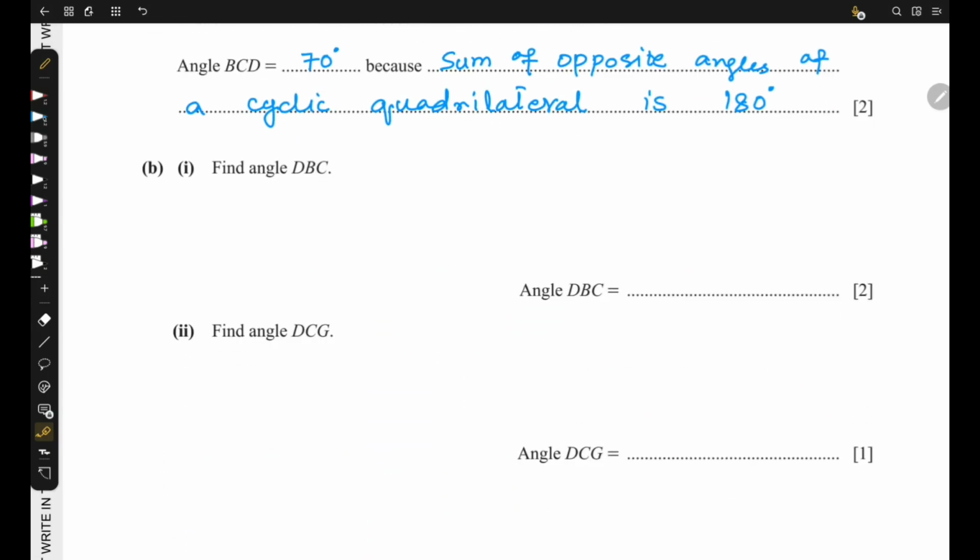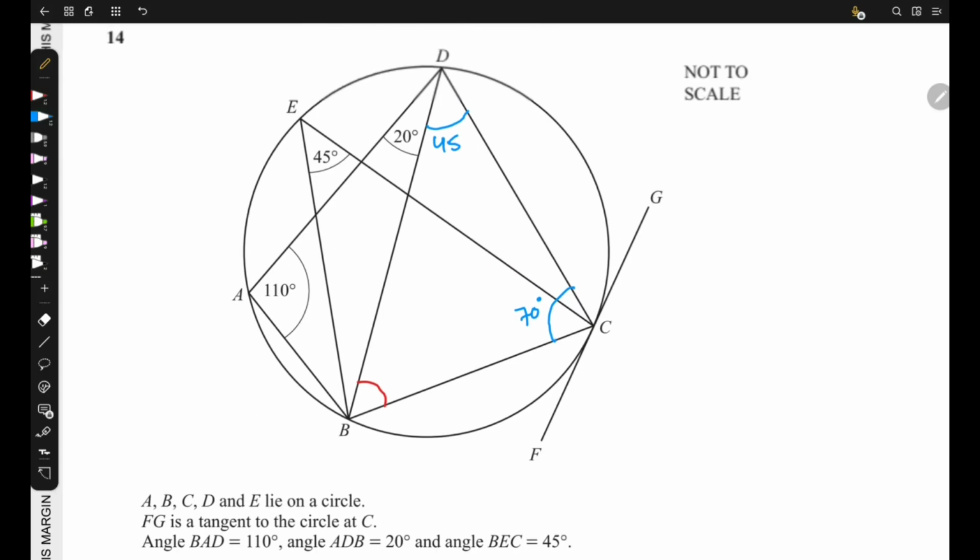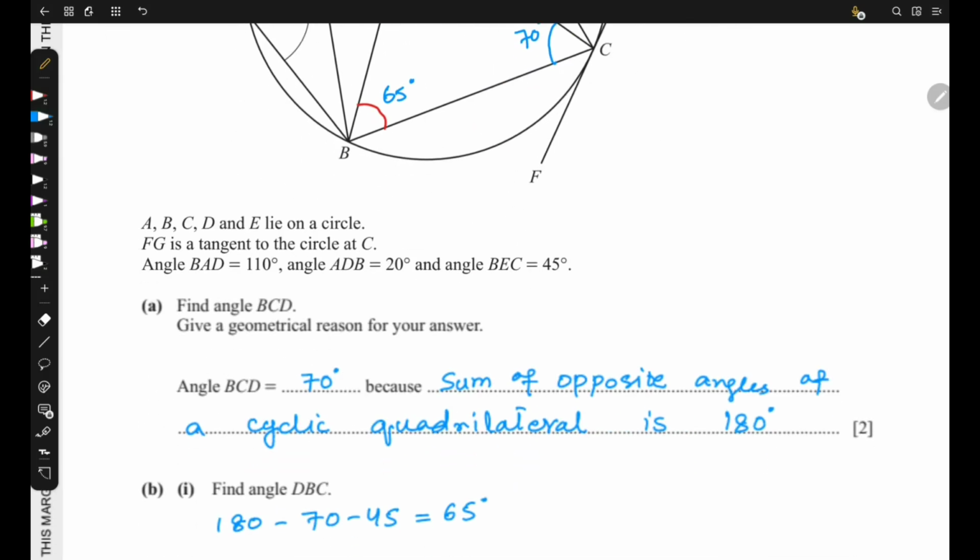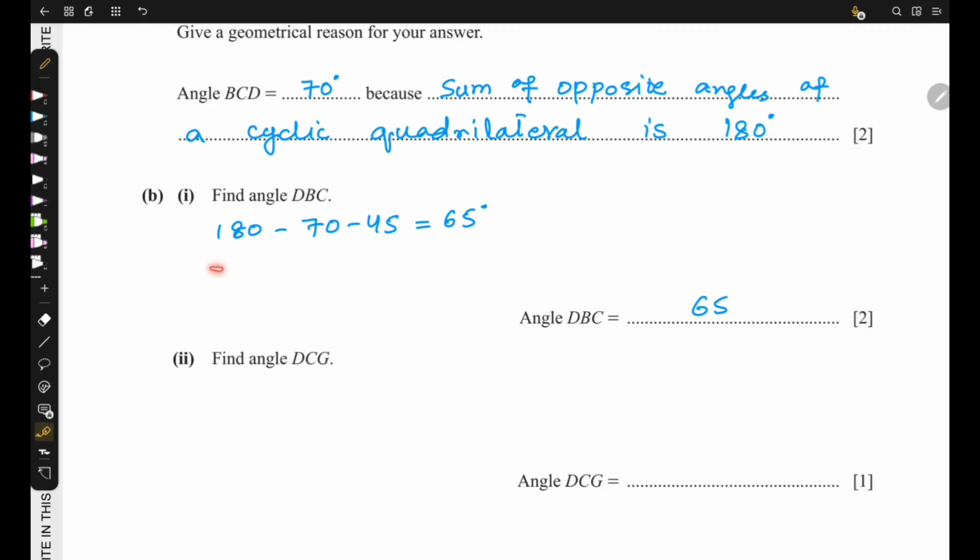So let's see what is the answer. 180 minus 70 minus 45. So your answer would be 65 degrees. It means this angle is 65 degrees. As you can see, we're working over here.